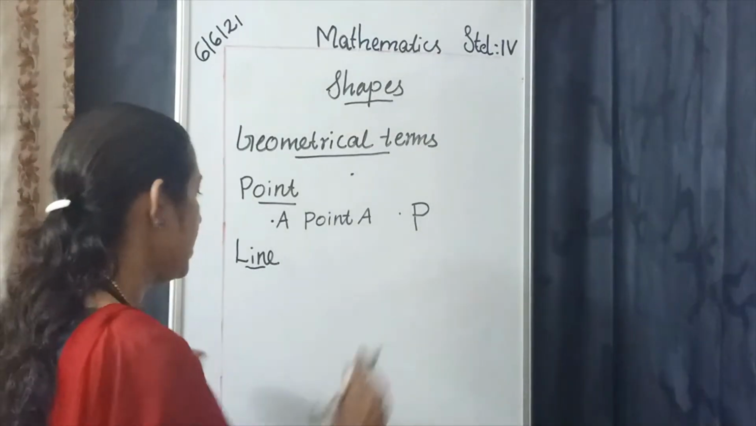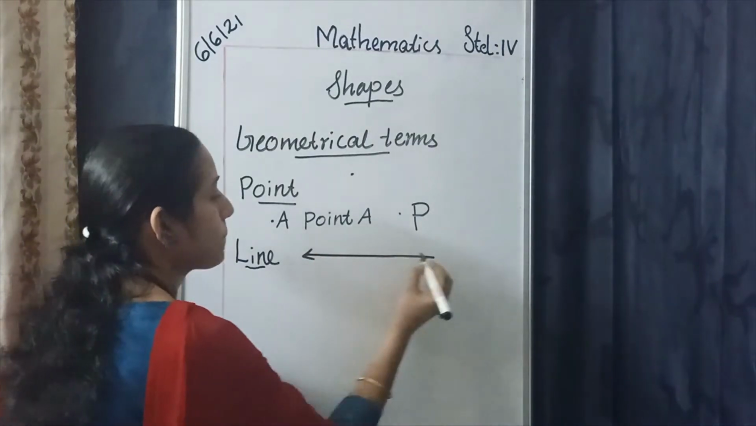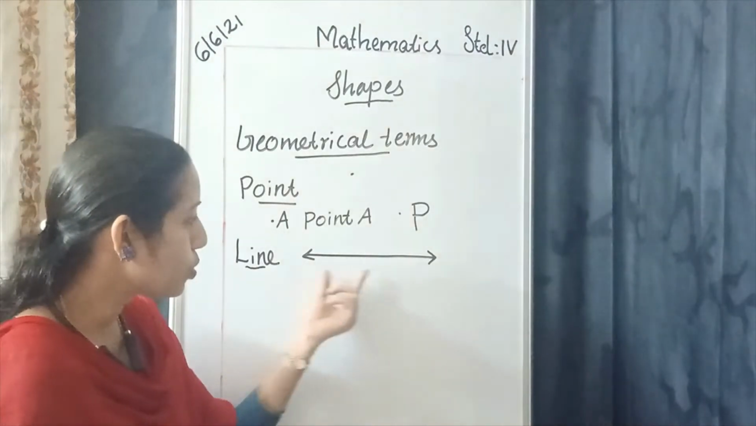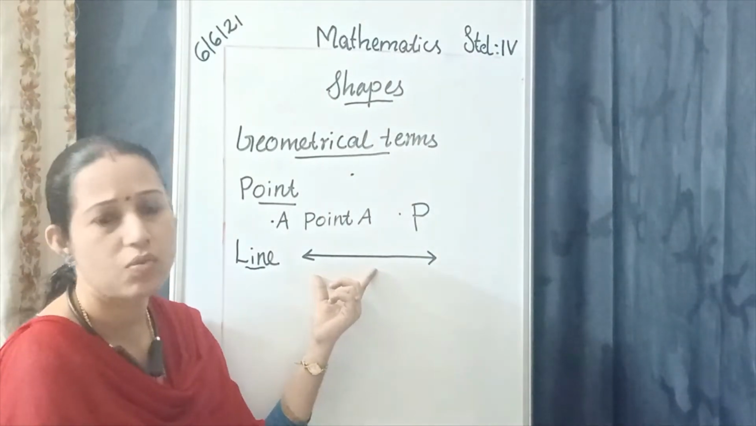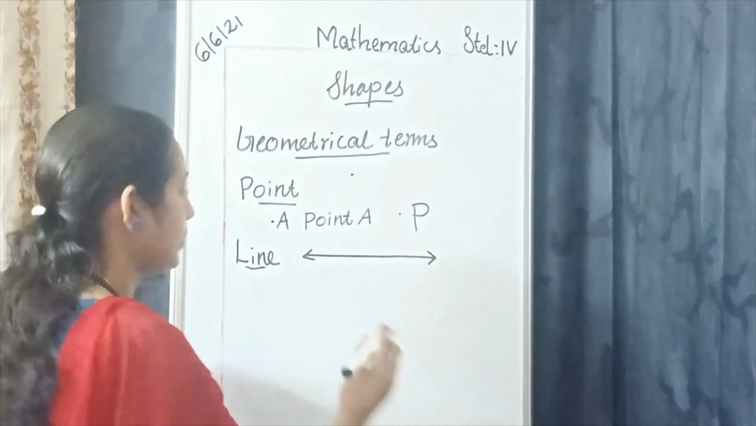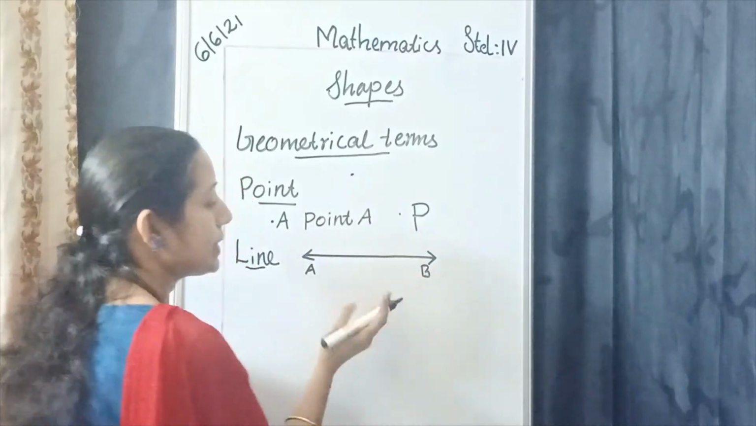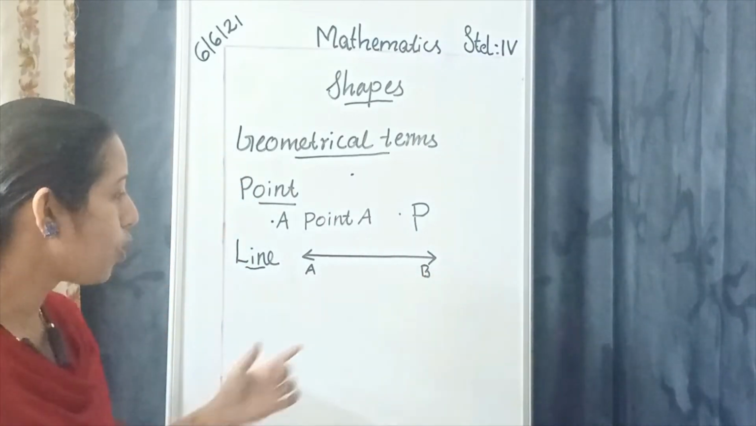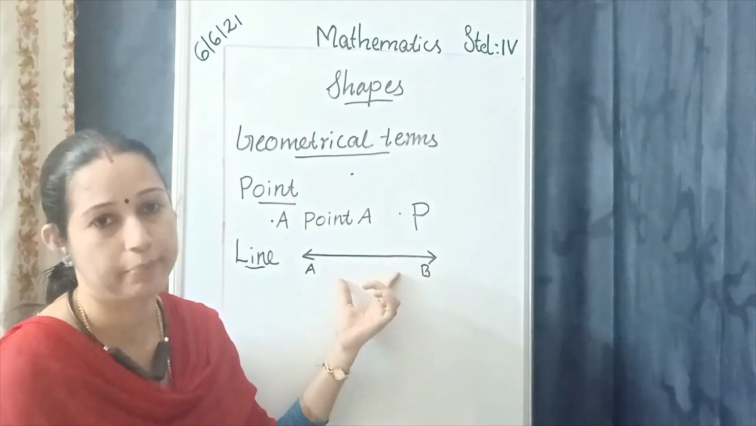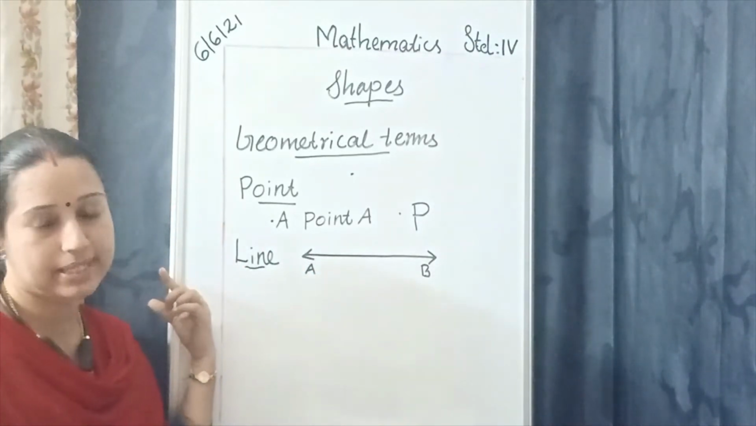What is a line? I just draw one example of a line here. This is a line. See, on these two sides there is one arrow mark. What is the meaning of this arrow mark? This is a line. We can give this line the name AB. So we read this line as AB. It means it has no end point. This arrow mark means it extends to both sides.